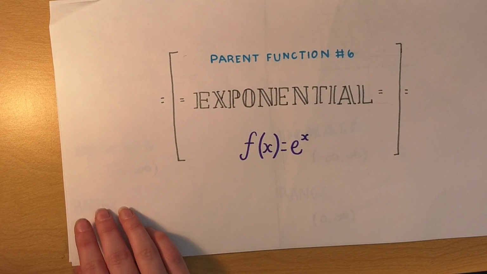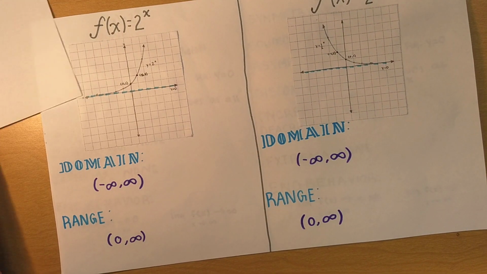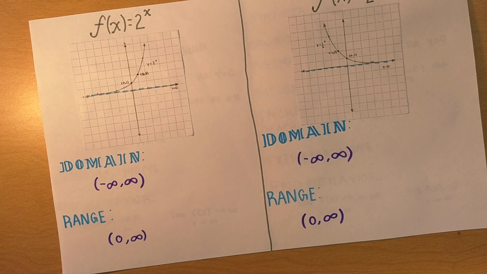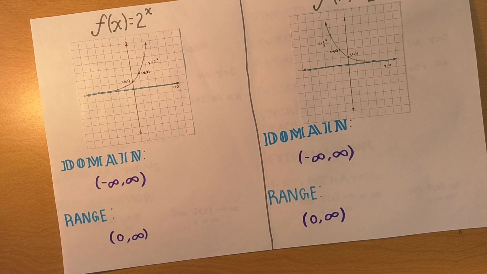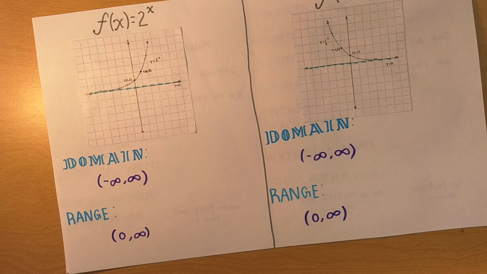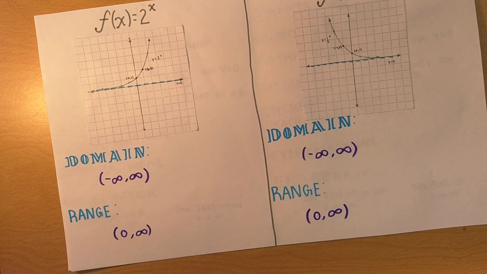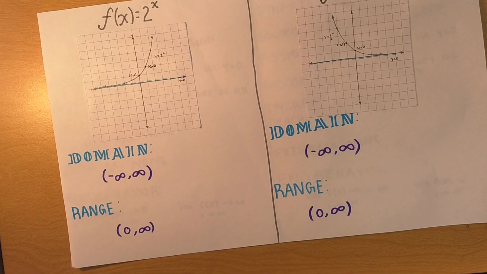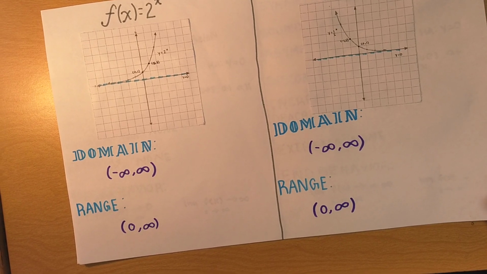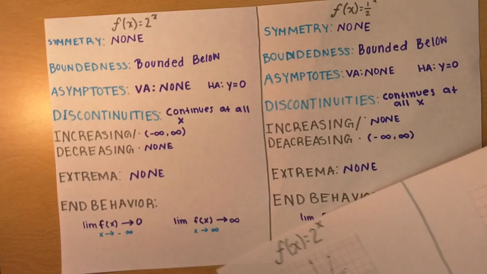We said for the domain that it was negative infinity to infinity, and the range starts at 0 and ends at infinity. So for slide 2, we have our exponential function, f of x is e to the power of x. For this function, we were also given two different functions, which were y equals 2 to the power of x and y equals 1/2 to the power of x.